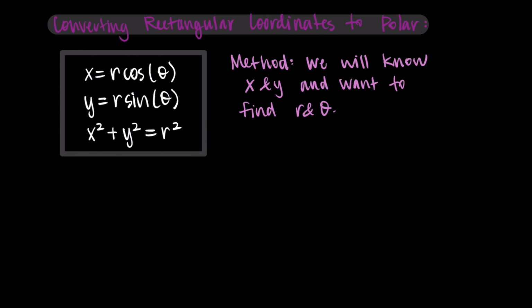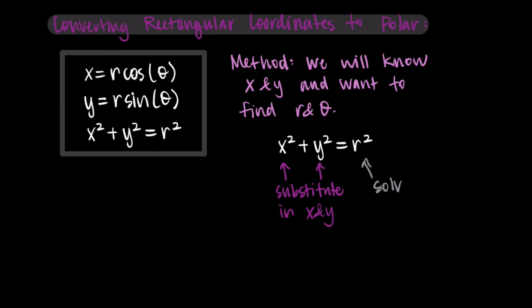So we're going to find r first as our first step, and we're going to use that x squared plus y squared equals r squared. We're going to take the x and the y that we know because we're starting with rectangular coordinates, and substitute them in for x and y. Then we're just going to solve for r. We'll assume that r is always positive, it's a positive radius, so we're just going to solve for r in this equation.